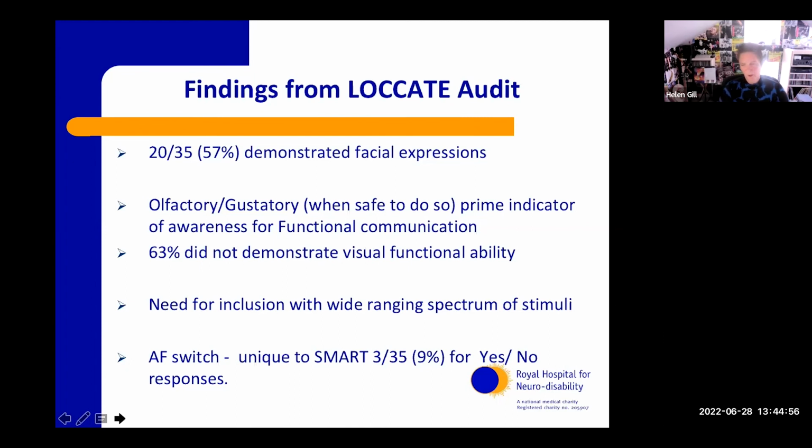And that reflects the work done by Keith Andrews et al. at RHN, which showed similar levels of issues with functional ability. So the audit did show us that there's a need for inclusion of a wide spectrum of stimuli. And I think that's what we're saying when we say use a whole range of assessments, because we need to see what it is they're responding to and how we focus in on that.